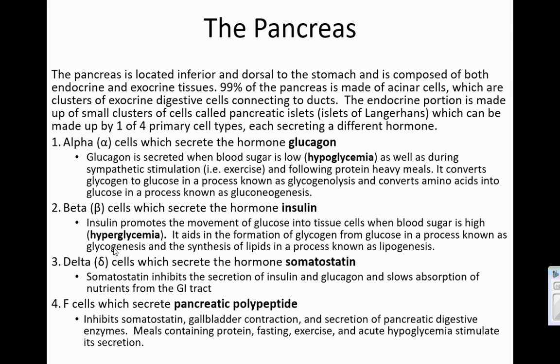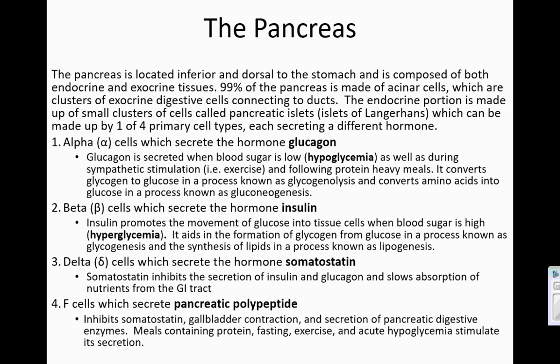And so instead of releasing glucagon after a meal, we'll release insulin. Release insulin from beta cells when we are hyperglycemic, high blood glucose. So these two hormones are antagonistic, just like the hormones we saw with calcium a little bit ago. Insulin promotes the movement of glucose into tissue cells when blood sugar is high.